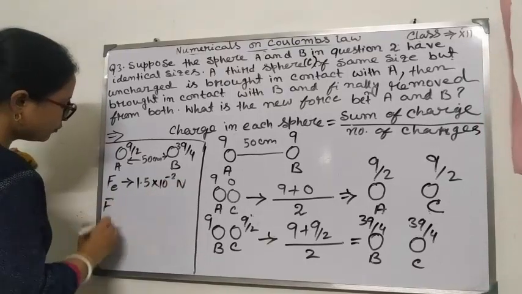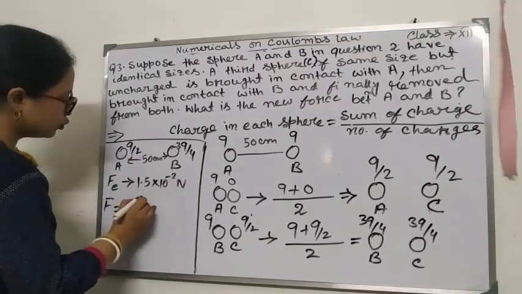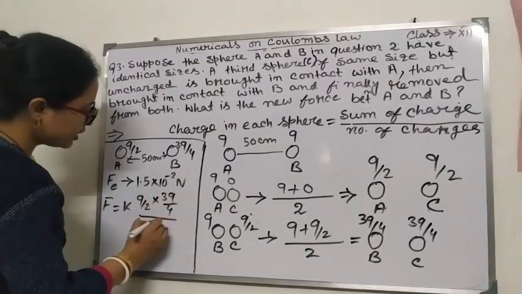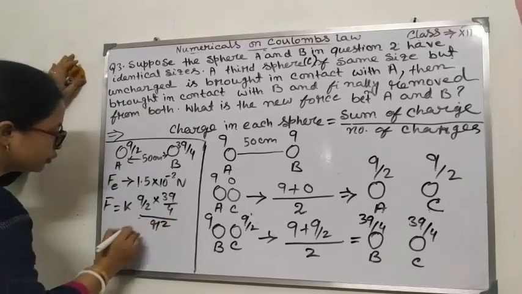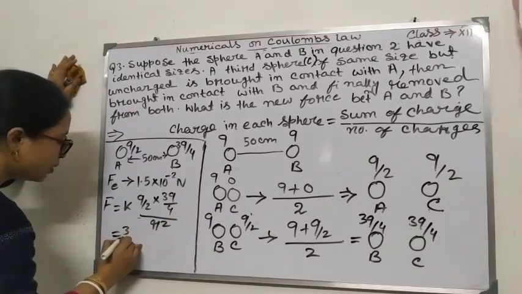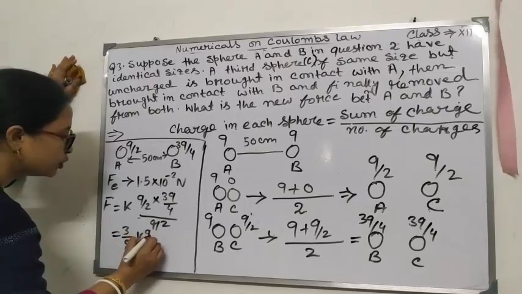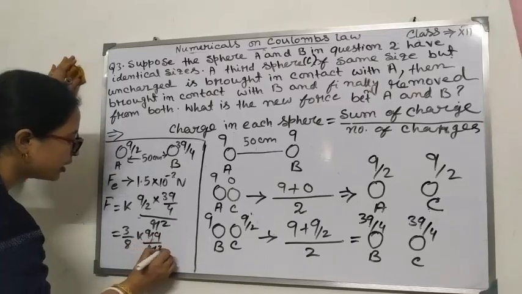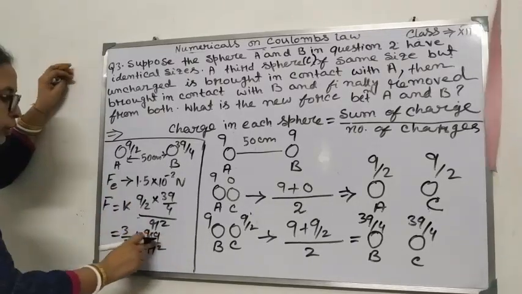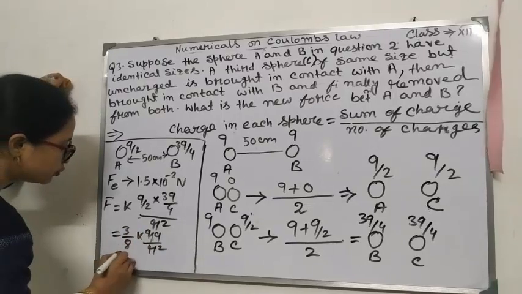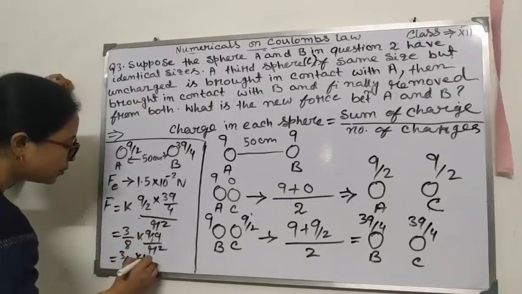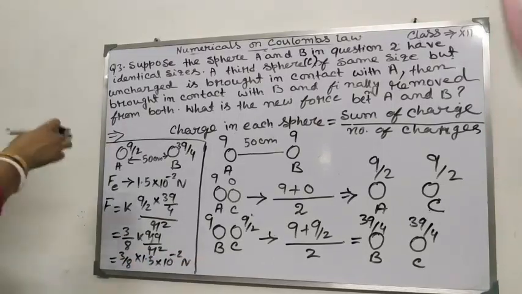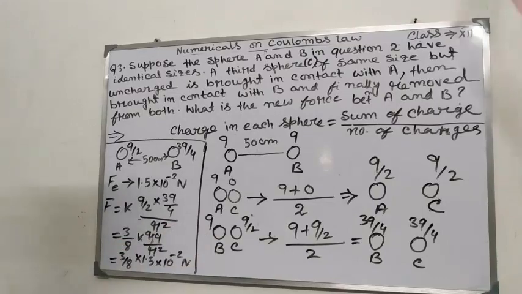Now the new force will be K into Q by 2 multiplied by 3Q by 4, divided by R square. So it will be 3 by 8 K into Q into Q divided by R square. Now this value K Q Q by R square is the old force, so you just put this value: 3 by 8 into 1.5 into 10 to the power minus 2 Newton. Clear? This is the numerical. You can take a screenshot of this.